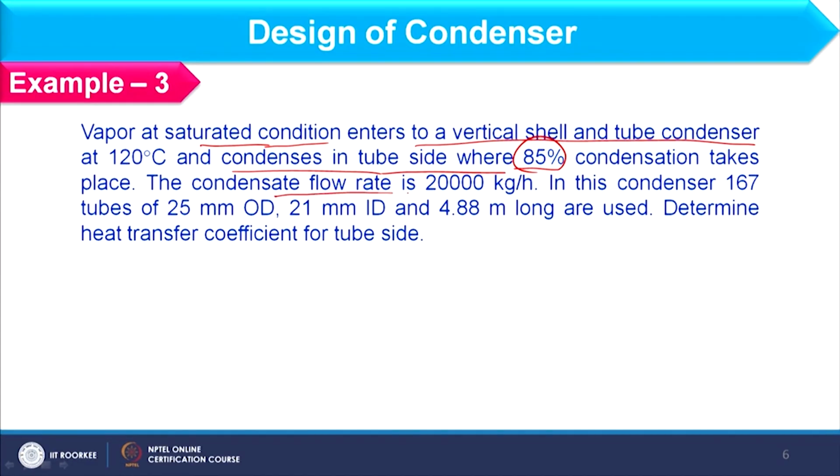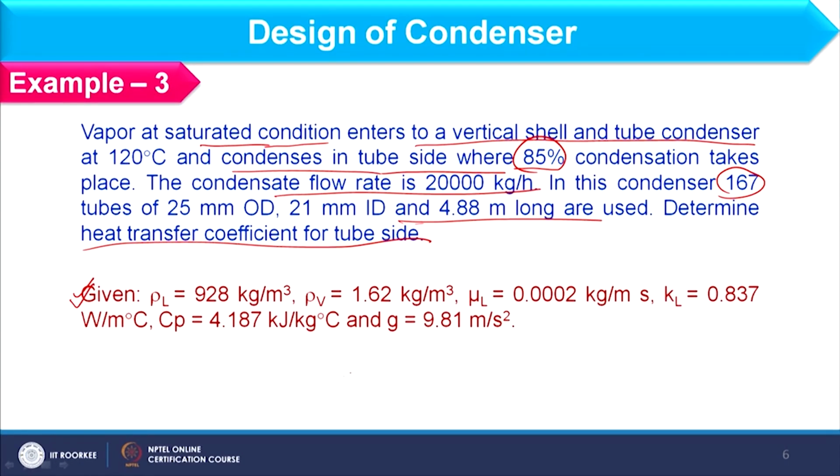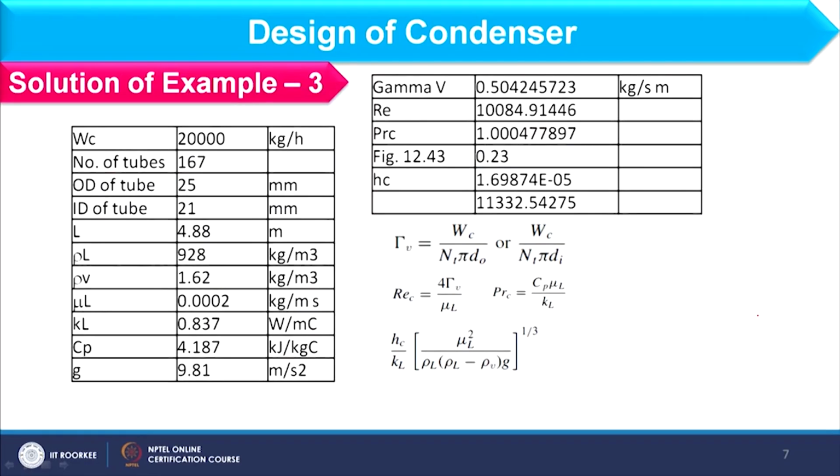So, condensate flow rate is given to you, that is 20,000 kg per hour. In this condenser 167 tubes of 25 mm OD, 21 mm ID and 4.88 meter length is given, and we have to determine heat transfer coefficient in tube side. So, you see it is vertically placed and condensation is occurring in tube side, right. So, in this case we have to apply correct method to find out heat transfer coefficient in tube side. Further, some properties are also given to us, as you can see here. Fine. So, let us start the solution of example 3.